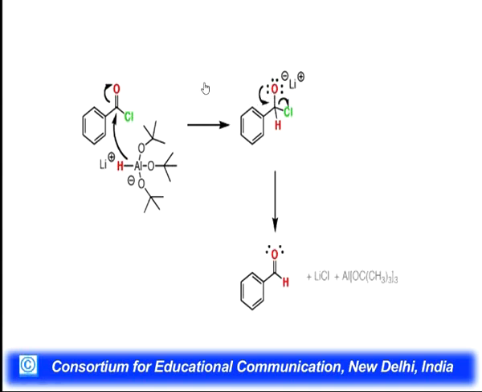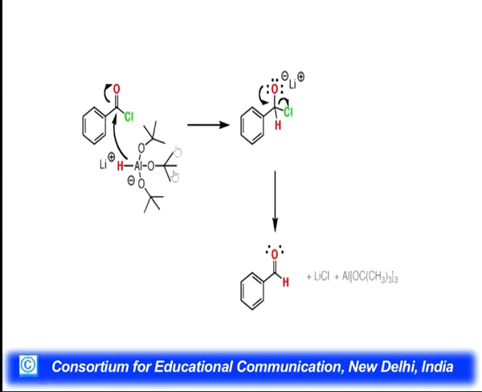So in acid chloride, this C is electron deficient because it is attached to a more electronegative oxygen, or we can say that this oxygen pulls the electrons towards itself, as a result of which it forms a bond with Li+, and the hydride ion from here goes and attacks the carbon, resulting in this intermediate. Then this intermediate loses LiCl, resulting in the formation of an aldehyde.